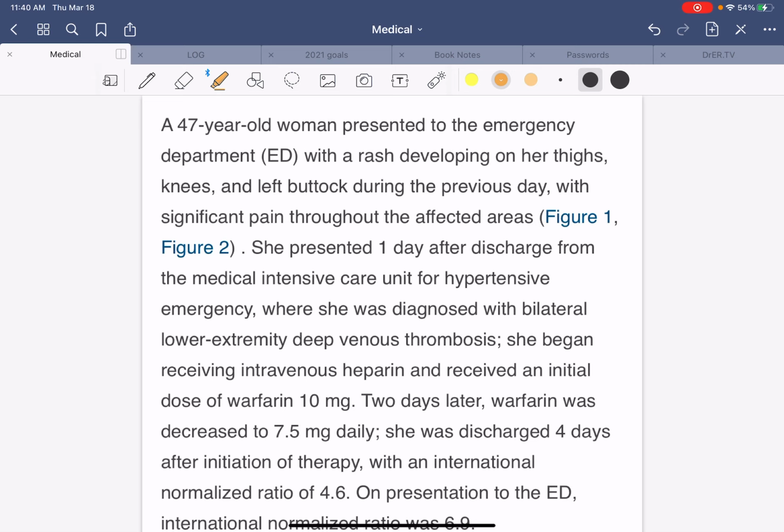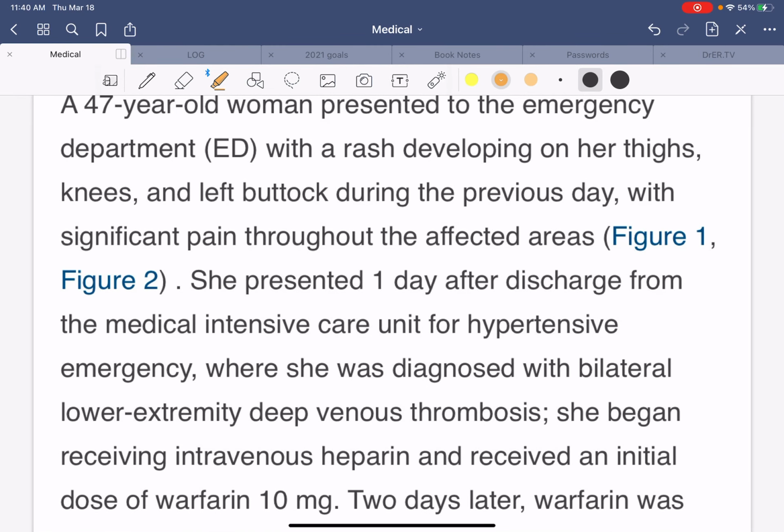This is a 47-year-old woman who presented to the emergency department with a rash that developed on her thighs, knees, and left buttock during the previous day prior to the presentation. There was significant pain throughout the affected area. She presented one day after discharge from the medical intensive care unit for hypertensive emergency, where she was diagnosed with bilateral lower extremity deep vein thrombosis.